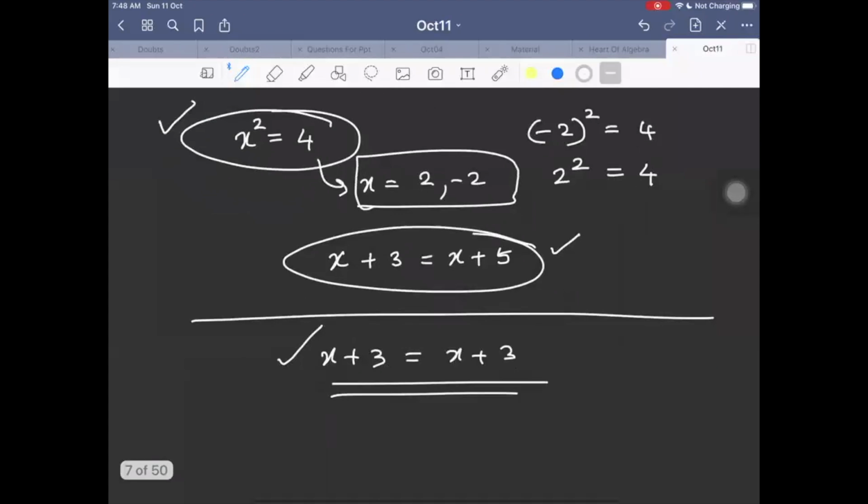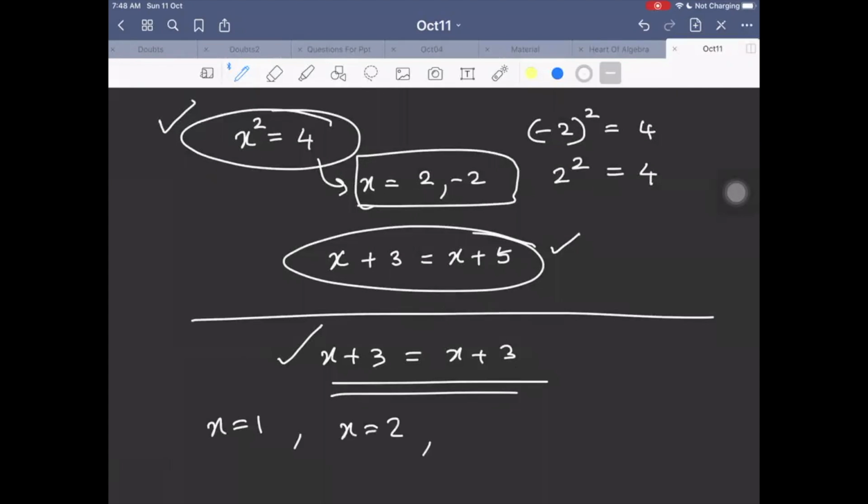Okay, so you can put x is equal to 1. It's true. Put x is equal to 2. x is equal to 3. Okay. So in this case, we say that it has infinite solution, or we say it has infinitely many solutions. Is this all right? Yeah, cool.